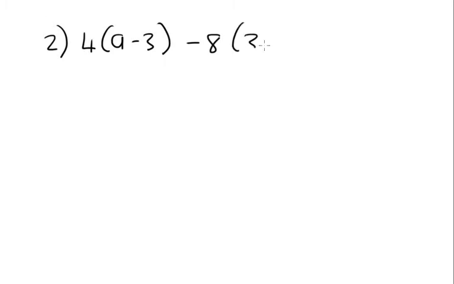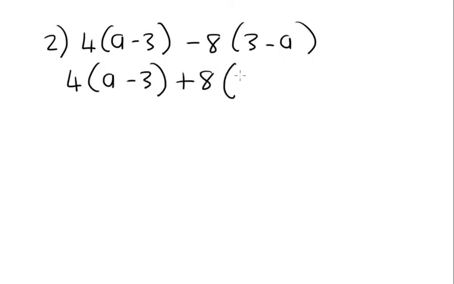If we have a look at number 2, we can go 4 multiplied by a minus 3 minus 8 multiplied by 3 minus a. So as we can see, that's a minus 3. We'd like that to be a minus 3 as well. But what we need to do over there is change the sign. So the negative 8 becomes positive 8, and I'm left with a minus 3.